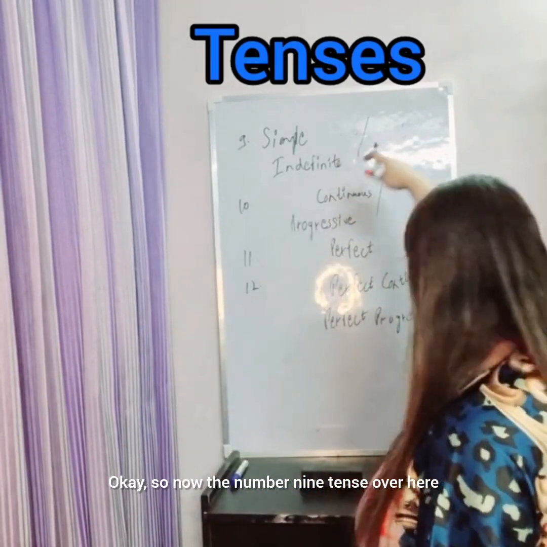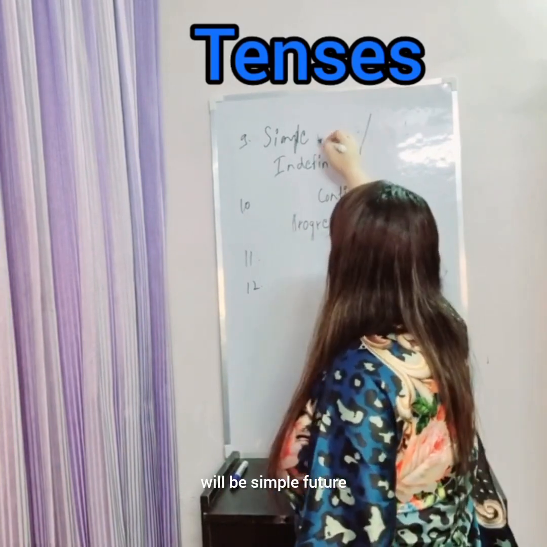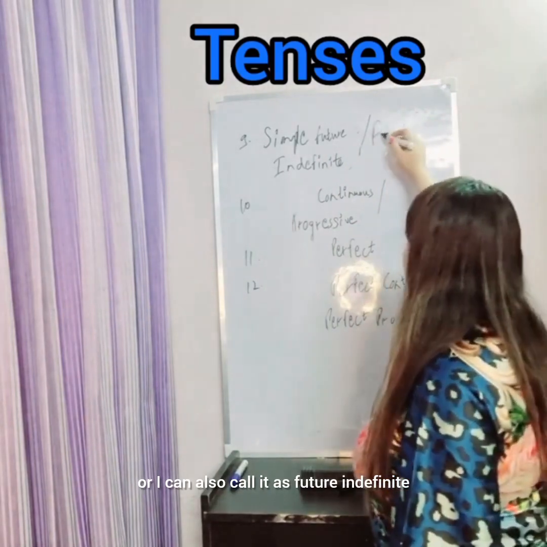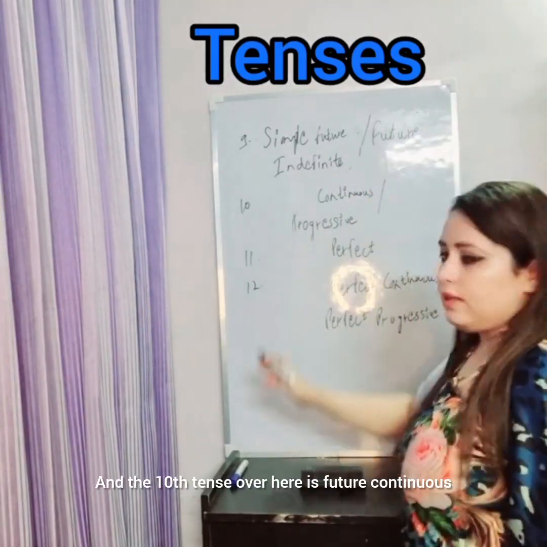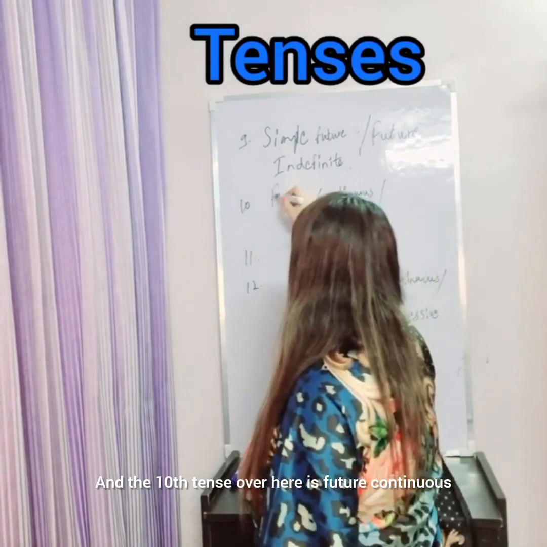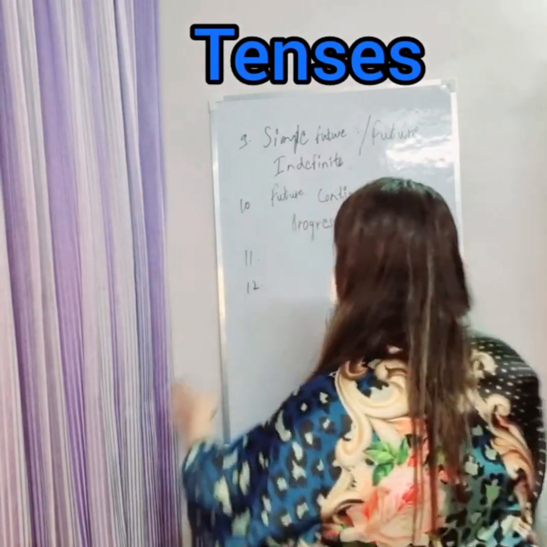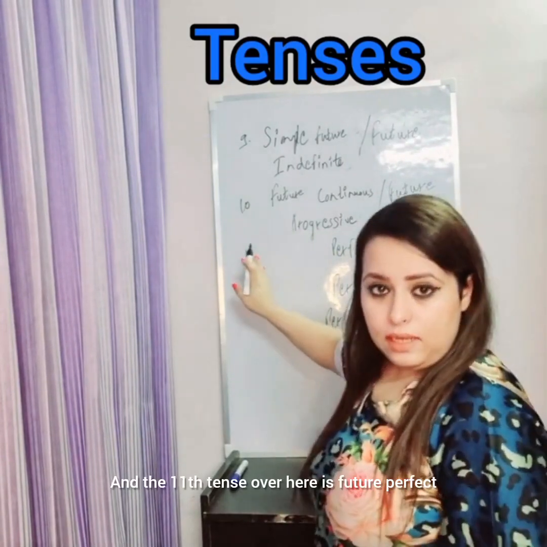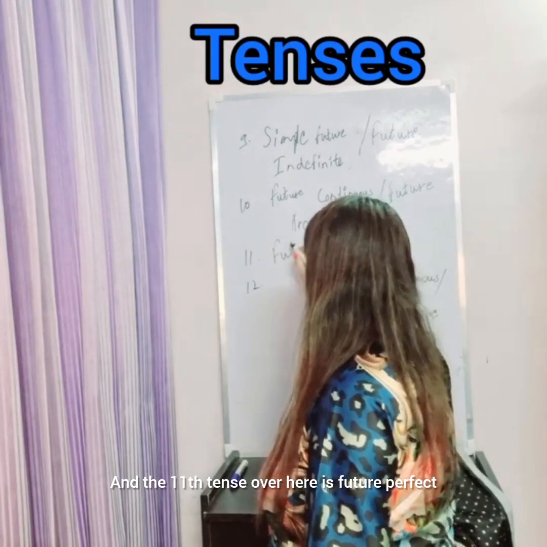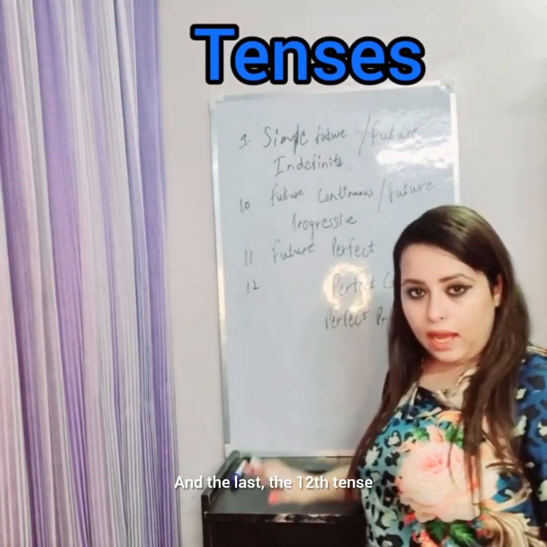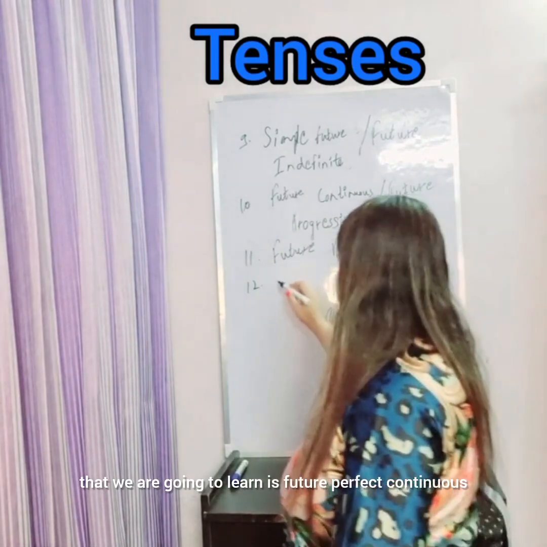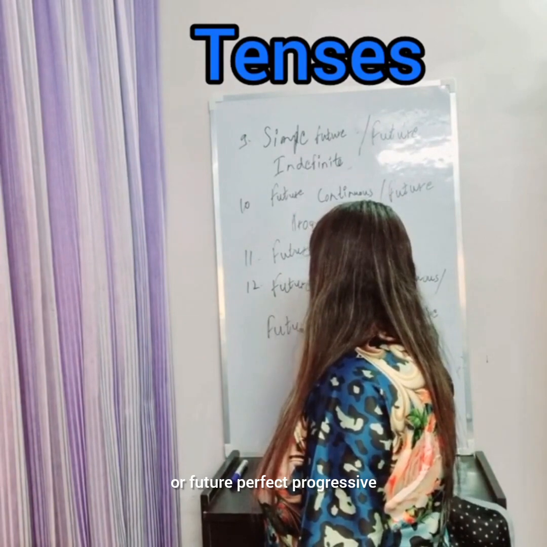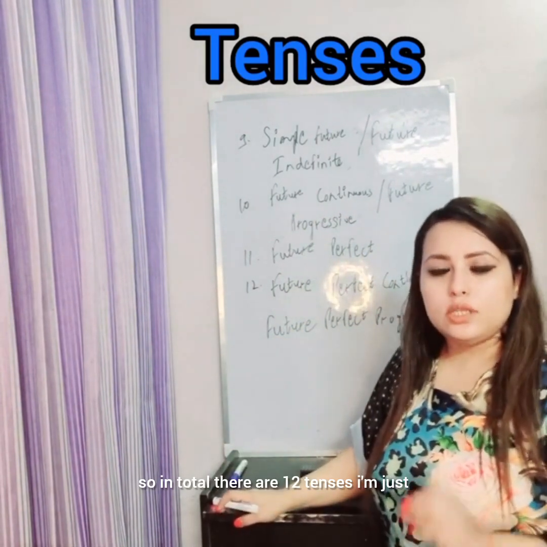Okay, so now the number 9 tense over here will be simple future, or I can also call it future indefinite. And the 10th tense is future continuous, and also I can say it as future progressive. And the 11th tense is future perfect. And the last, the 12th tense that we are going to learn is future perfect continuous or future perfect progressive. So in total, there are 12 tenses.